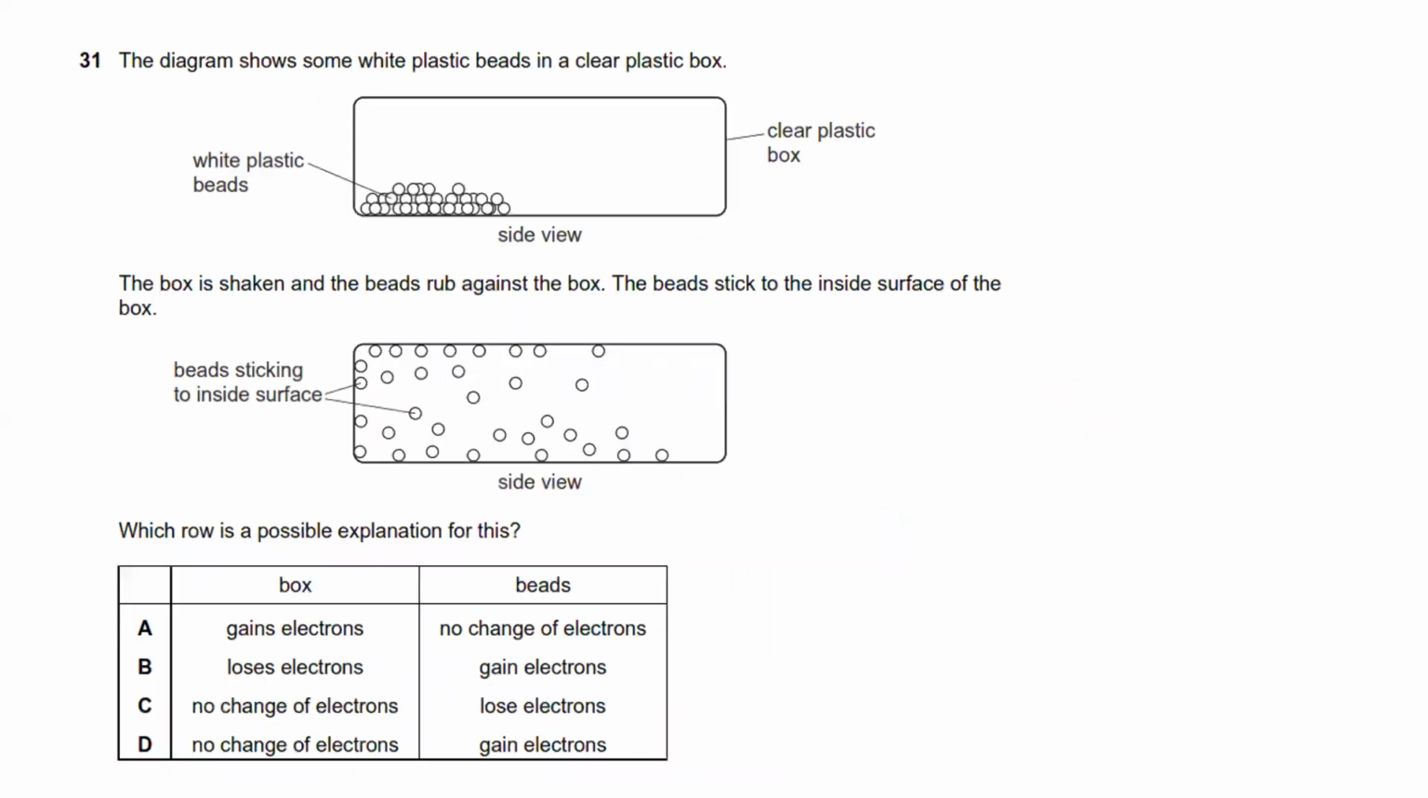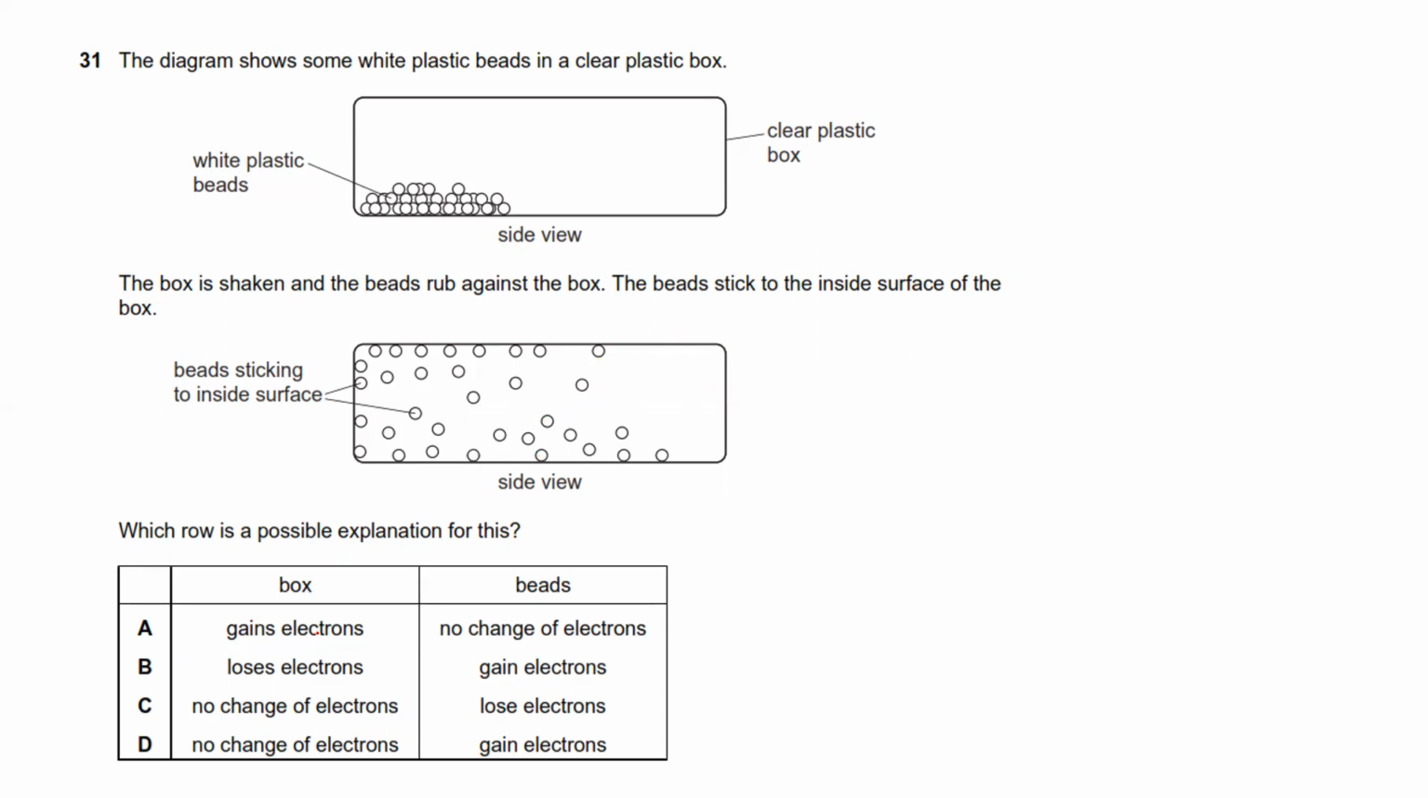Then question number 31. It says the diagram shows some white plastic beads in a clear plastic box. So this is a clear plastic box, and these are white beads. The box is shaken and rubbed, and the beads stick to the inside surface of the box. Which is the possible explanation for this? If they're sticking here, one of these entities is positively charged and the other is negatively charged.